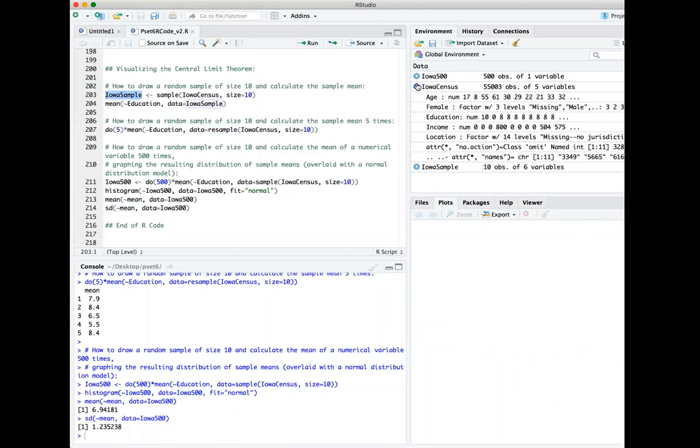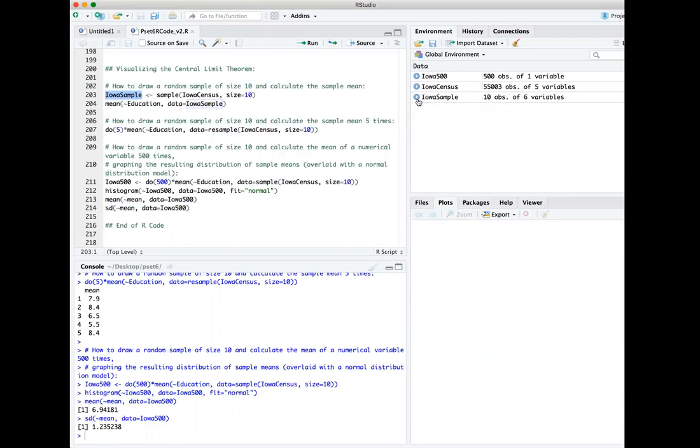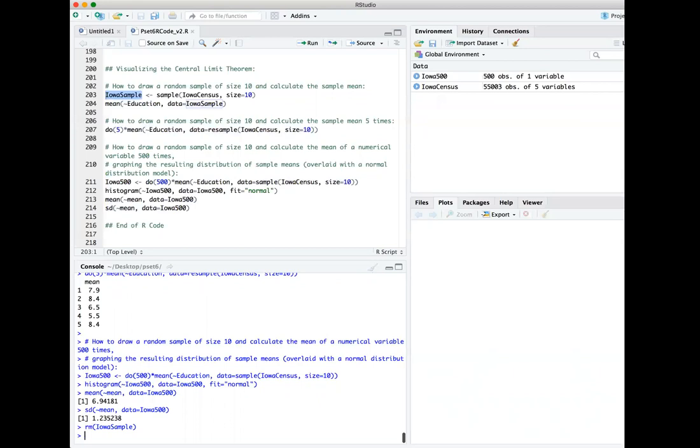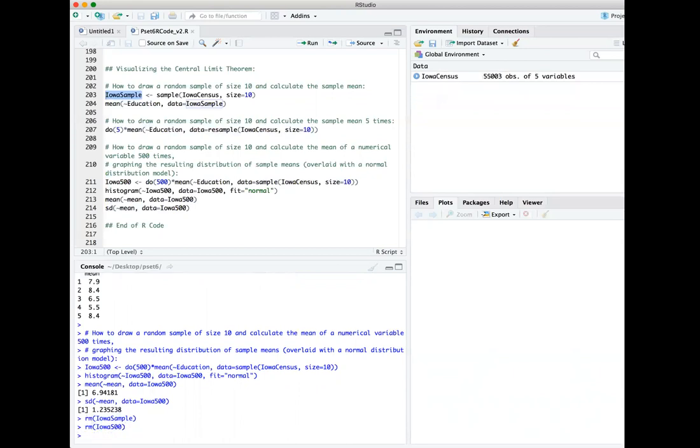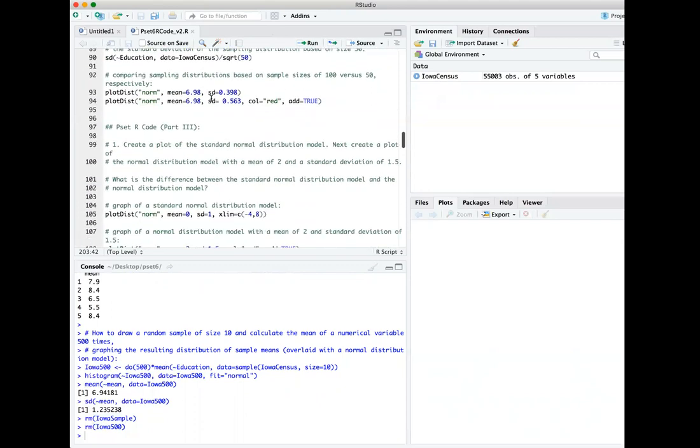What we're going to do is take a random sample of that census. I'm going to remove the samples. We're going to first take a look at the population parameter, but then we're going to look at what happens when we increase the sample size and when we average those samples. So first of all, let's just take a look at the mean of the Iowa Census.